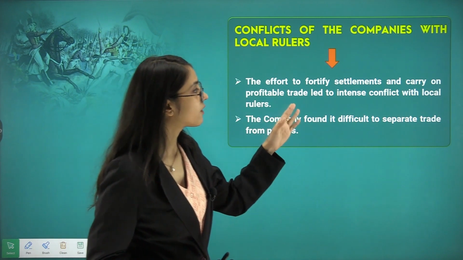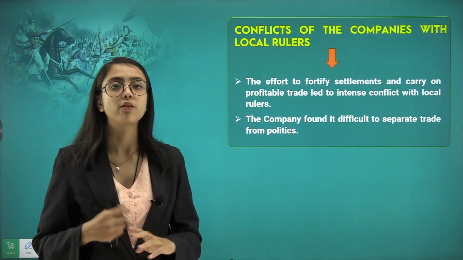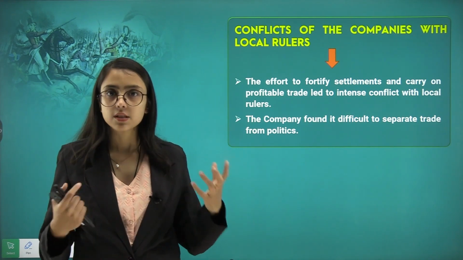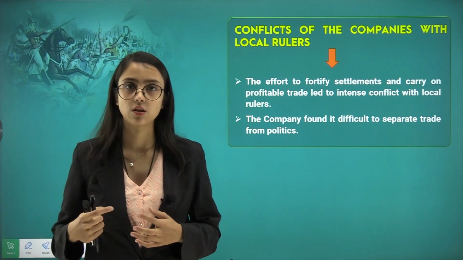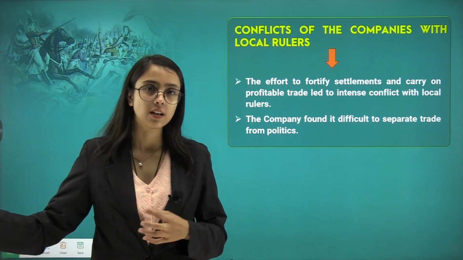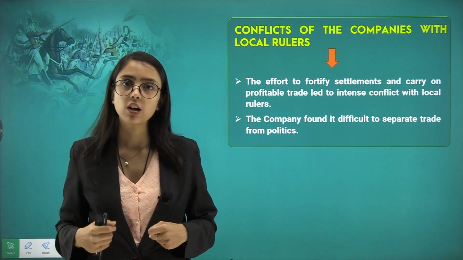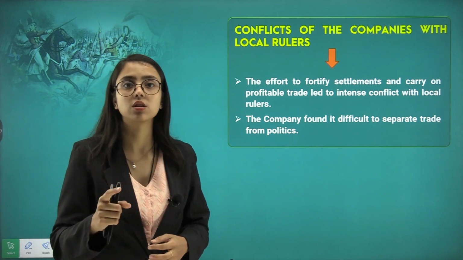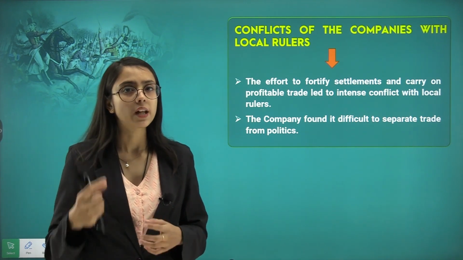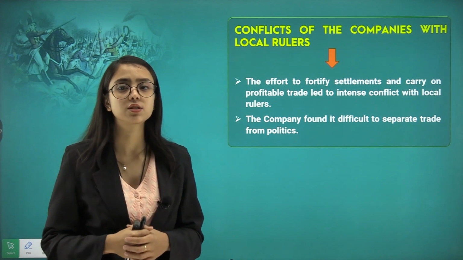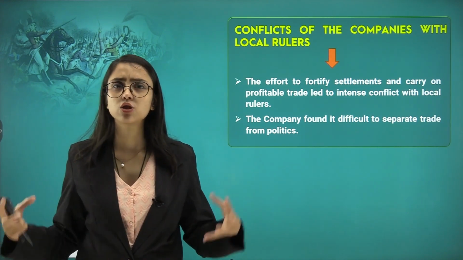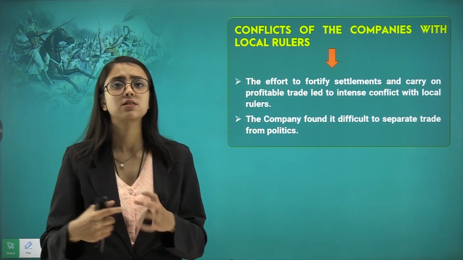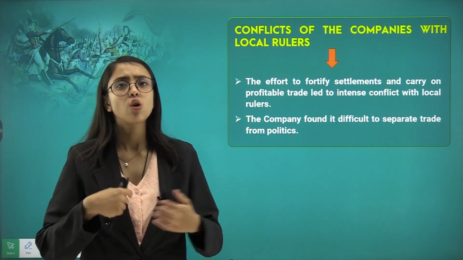The effort to fortify settlements and carry on profitable trade led to intense conflict with the local rulers, because of course if some foreigner, a person who is not a native, is coming to India, to your land, and building forts, that does not reflect well on the ruling party. So what happened there? The company found it difficult to separate trade from politics. There was a huge politics involved. The native rulers, the local rulers, felt threatened by the company, and there were conflicts between them.